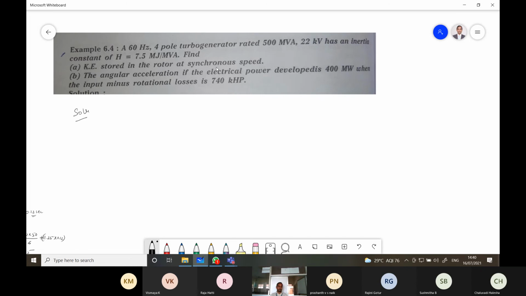The kinetic energy expression, KE, is given by G into H. What is G here? 500 MVA, that is G. What is H? 7.5 megajoule per MVA. So this becomes 3750 megajoule. This is the first one, the kinetic energy stored in the rotor at synchronous speed, that is calculated.